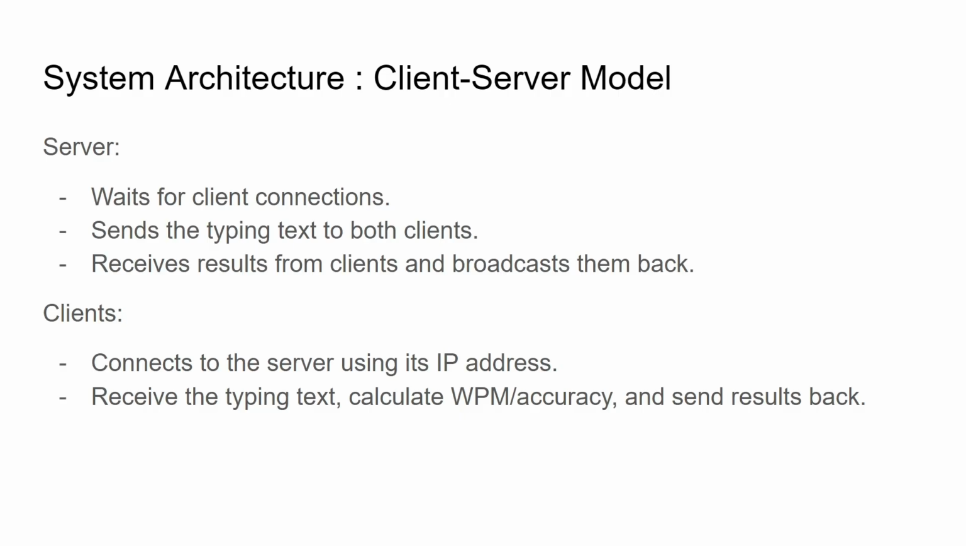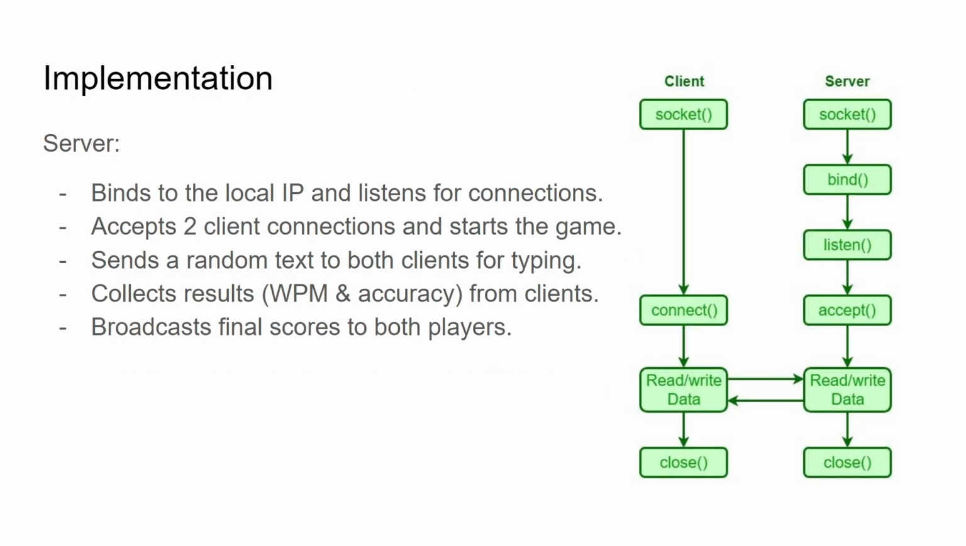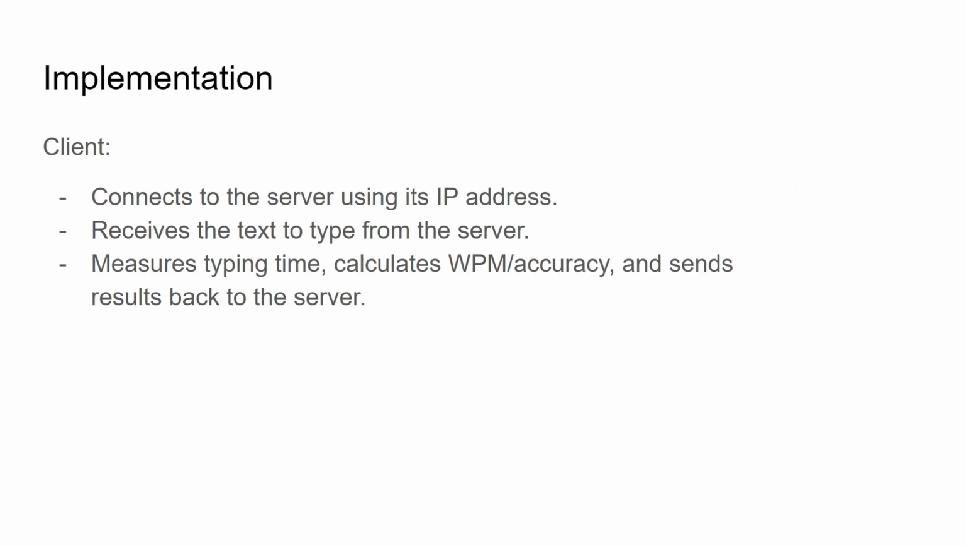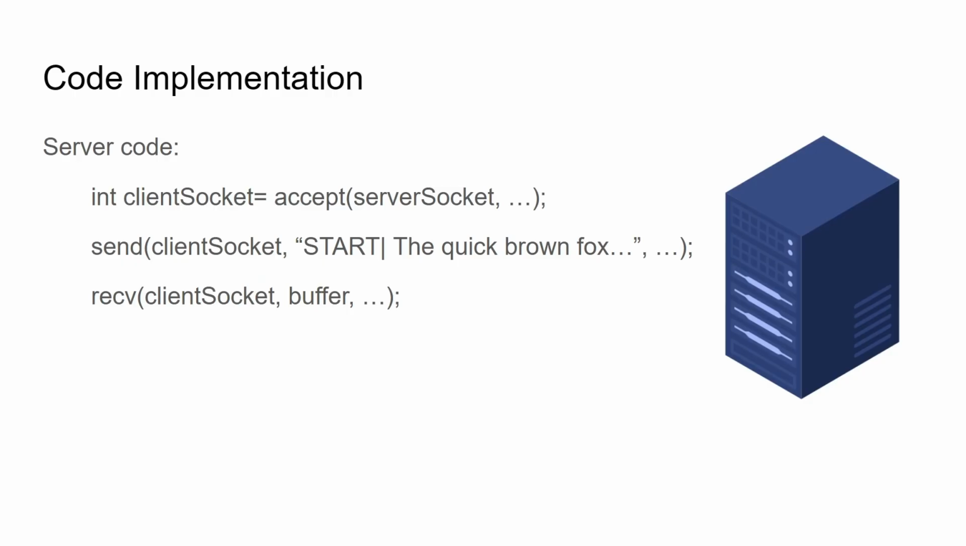So how does it work? The client-server model. The server waits for client connections, and when the client connects to the server, it sends the text that is to be typed to both the clients. Then the clients calculate the words per minute, accuracy and all, and that is sent to the server. This is the implementation. Feel free to read by pausing the video. And this is a pseudocode of how it works.